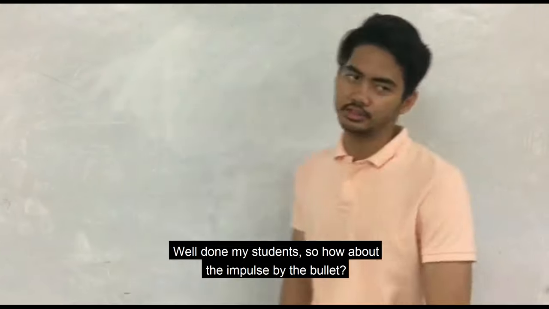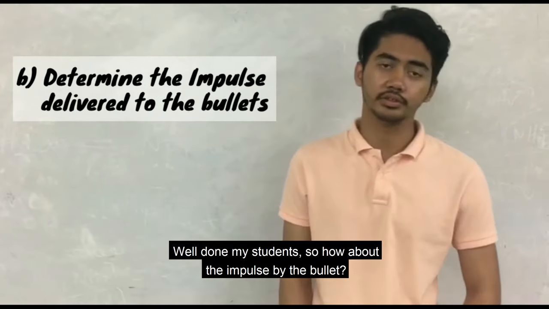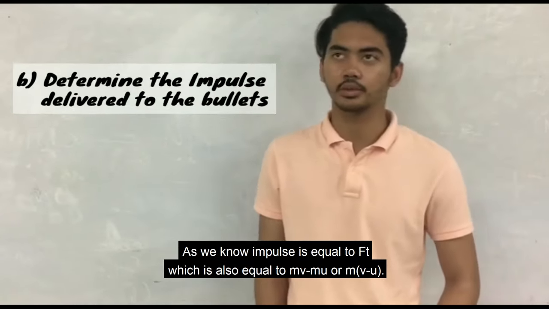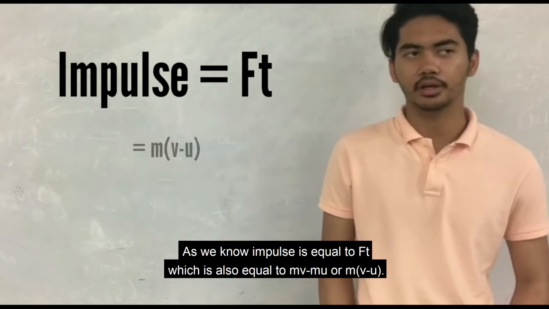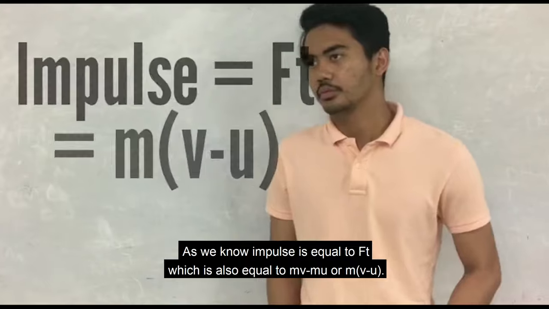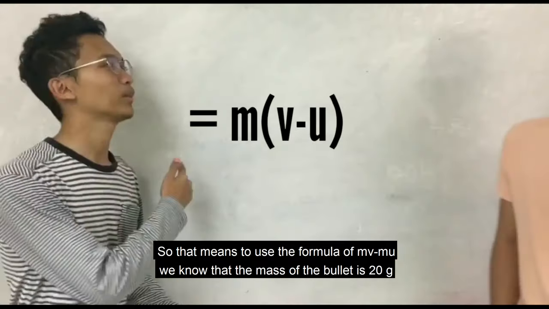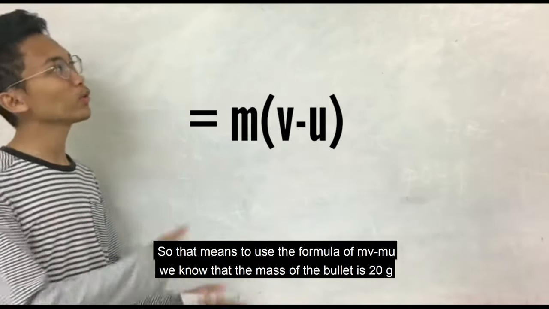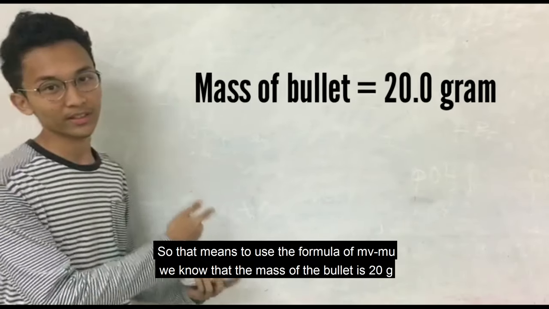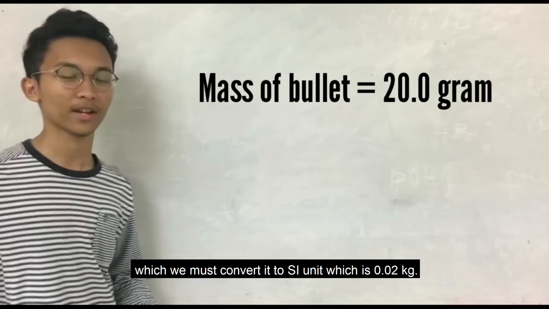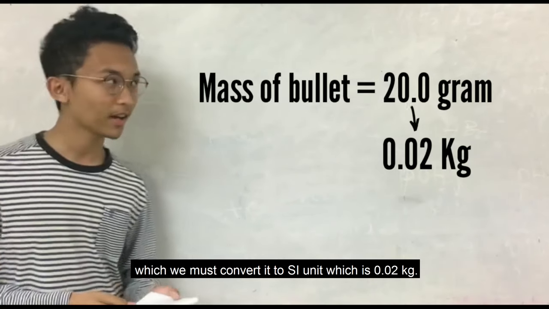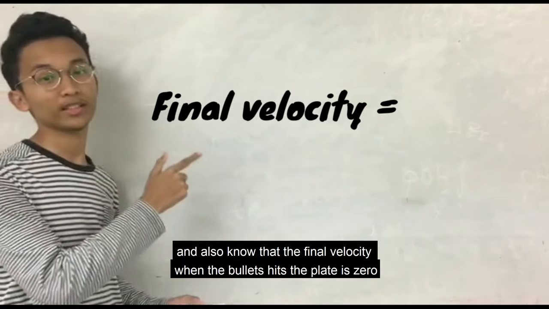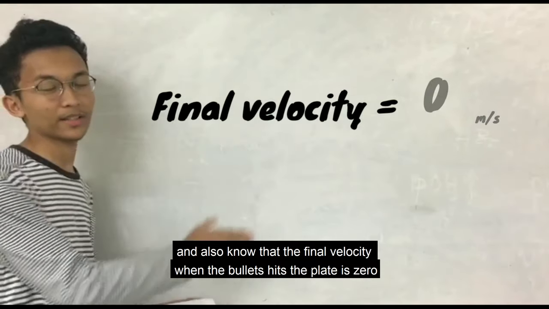Well done, my students. So, how about the impulse delivered to the bullet? As we all know, the impulse is equal to Ft, also equal to mv minus mu, in other words m(v minus u). To use this formula, we know that the mass of the bullet is 20 grams, which we need to change to the SI unit, which is 0.02 kilograms. We also know that the final velocity when the bullet hits the steel plate is zero.